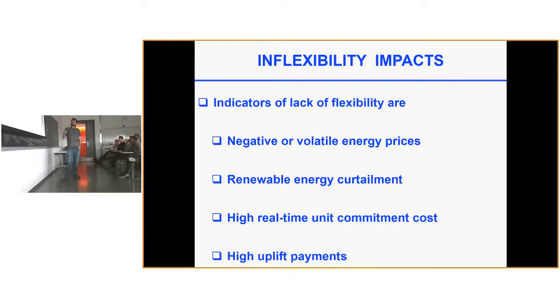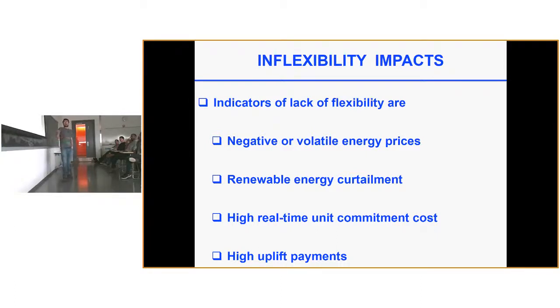So when a system does not have enough flexibility to meet its requirements, you see a lot of negative and volatile energy prices. You might curtail some of your renewables. You can have high real-time unit commitment costs. So you had a forecast that there would be some renewable output in, say, 4 hours, and that was wrong. So you might have to commit units for these 4 hours, and you can no longer use all the resources you have in the system. You can only use the resources that can be up in 4 hours. So you're going to pay the price for that.